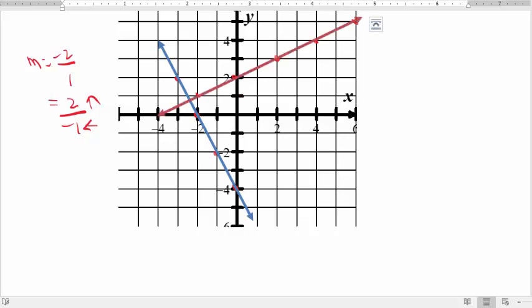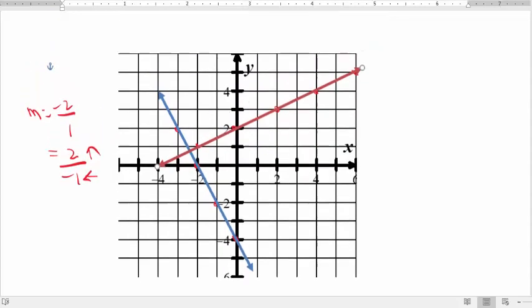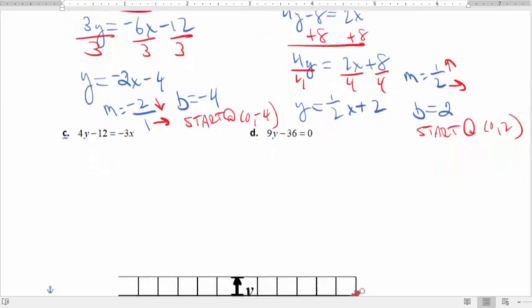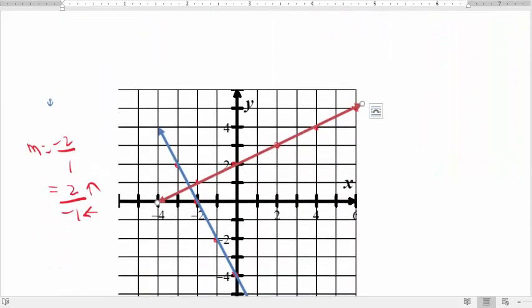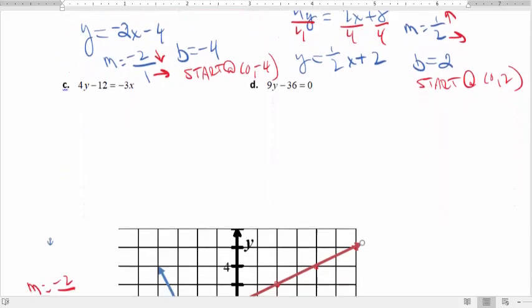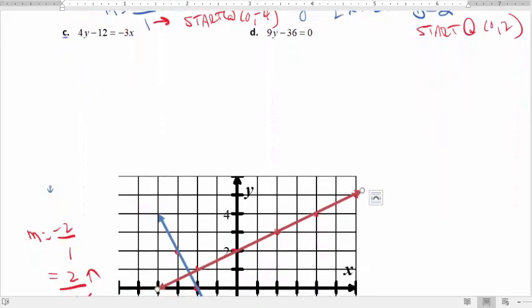So that one had a slope of 1/2 and a y-intercept of 2. All right, and it does indeed rise because it had a positive slope, whereas the blue line had a negative slope, and that's why it falls from left to right.